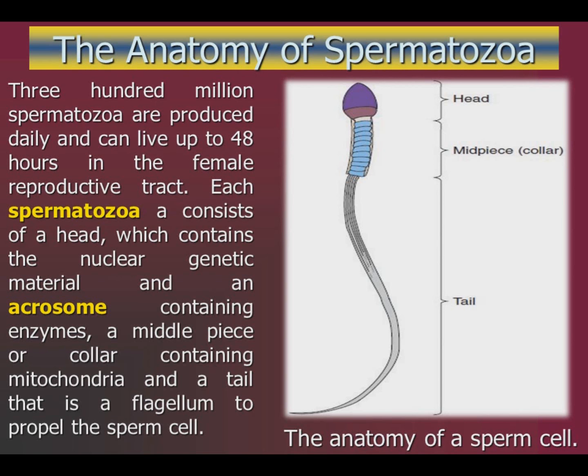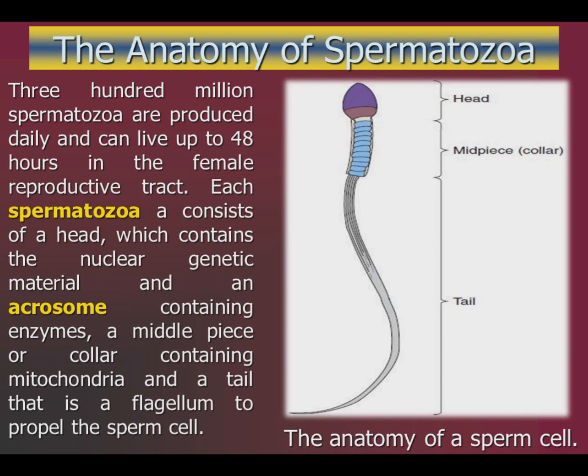Each sperm is composed of a head, a middle piece, and a tail. The head, which developed from the nucleus of a spermatid cell, contains the genetic material and an acrosome. The acrosome contains enzymes that aid the sperm cell in penetrating the covering of the female egg cell or ovum. The rest of the sperm cell develops from the cytoplasm of the spermatid cell.